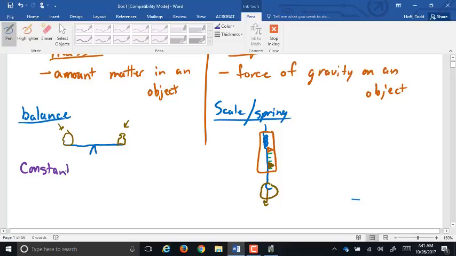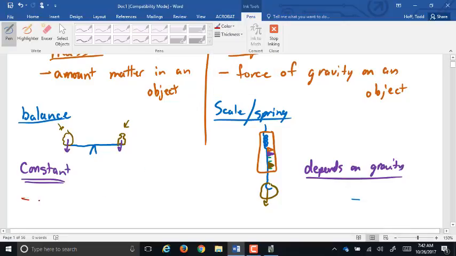Mass is constant. If I go to the moon, where gravity is 1/6 of what it is on Earth, yeah, it's going to change the amount that gravity pulls on this object, but it's also going to change the amount that gravity pulls on the known mass. It's still going to balance. So the mass is going to stay the same. Weight depends on gravity. Because on the moon, this spring is going to stretch only 1/6 of the distance, so the weight will only be 1/6 of what it is on Earth.